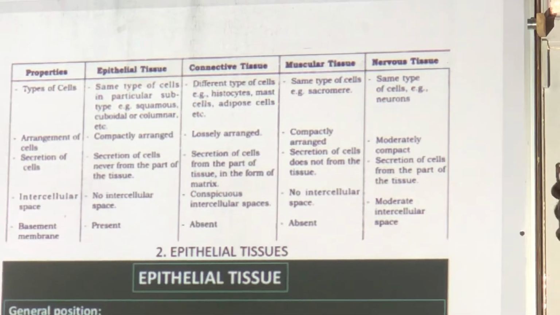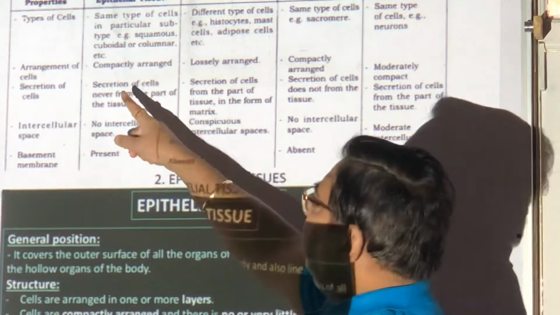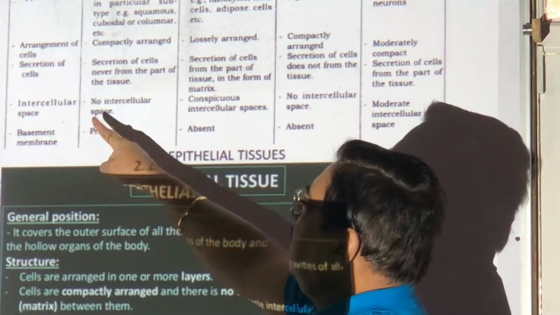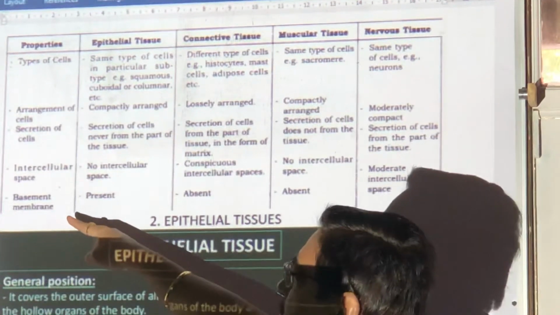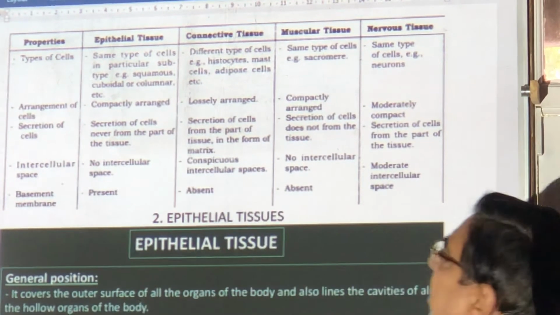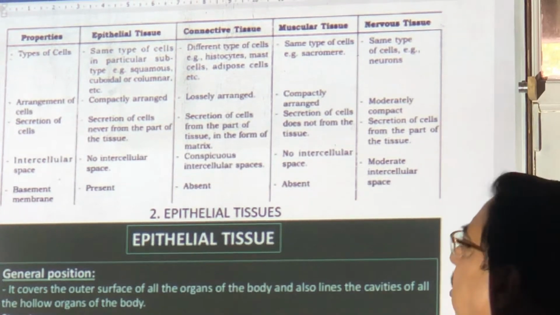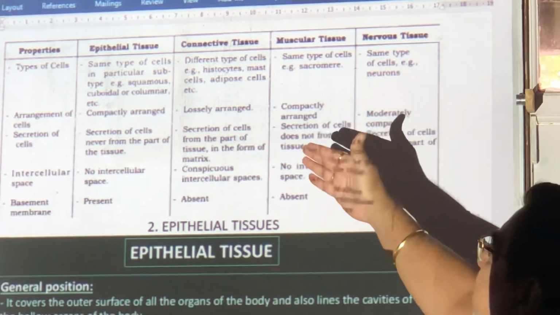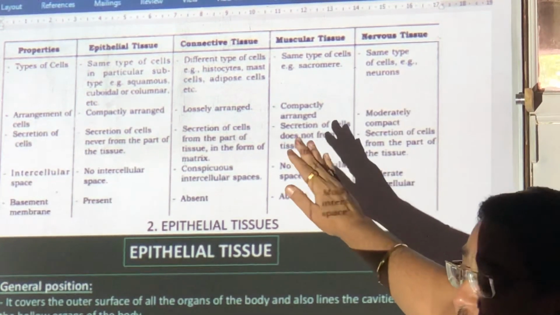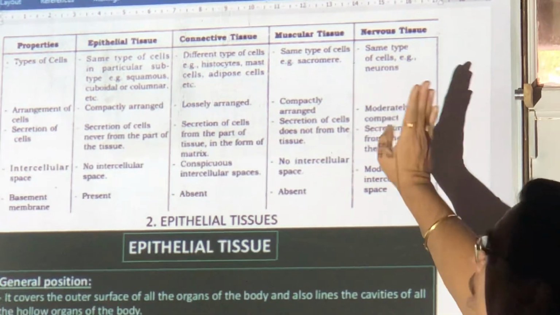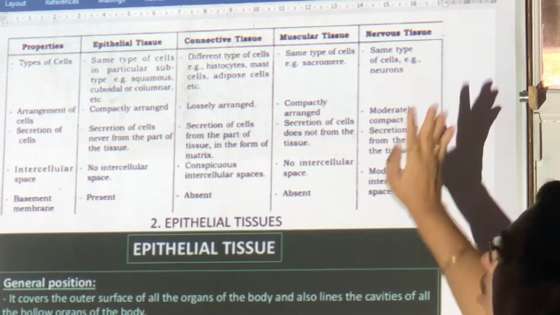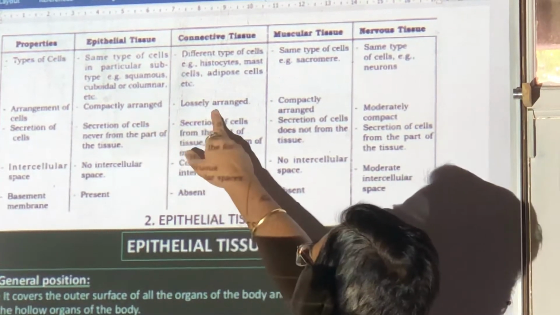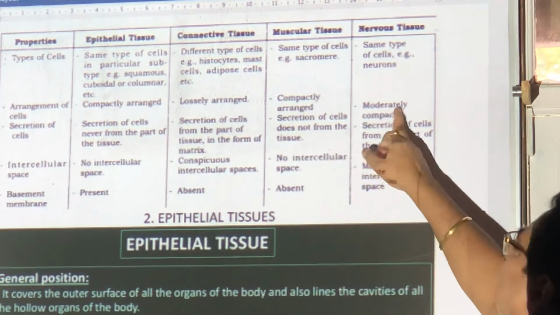Have a look at the four. Why are there four tissues? Type of cells, arrangement of cells, secretion of cells, space between the cells and the surface below the cells. Type of cell: in epithelium they are all similar, squamous, cuboidal, columnar. In connective, different types of cells are seen, histiocyte, mast cell, adipose cell. We will be seeing in detail with diagrams. In muscular, all cells in the muscle are the same type. In nervous, all are neurons. How are they arranged? Very tight, very loose, very tight, and so on.